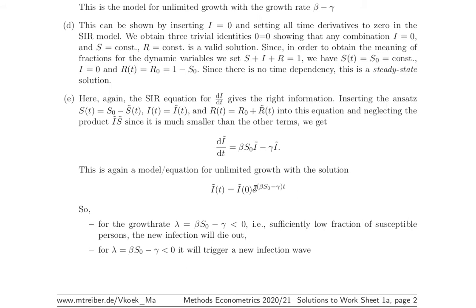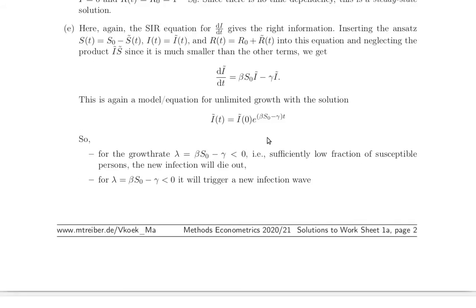So what does this mean? A critical point is: is this new effective growth rate positive or negative? If it is positive, the introduced new infection will start a new infection wave. If it's 0 or negative, then it just dies away. That means it will not start a new wave. So we have just the condition beta S0 minus gamma is greater than 0 for a new wave, and we are safe if this is less than 0, such as here.